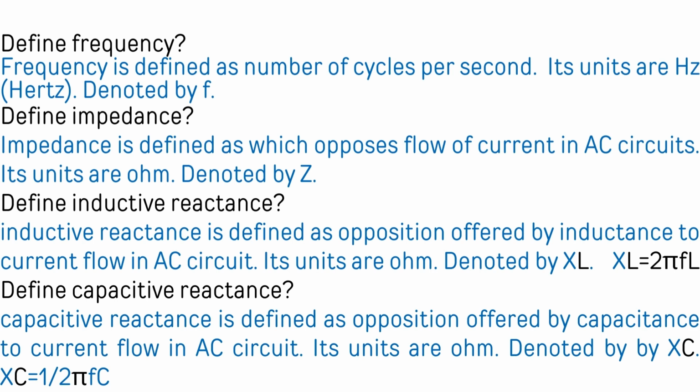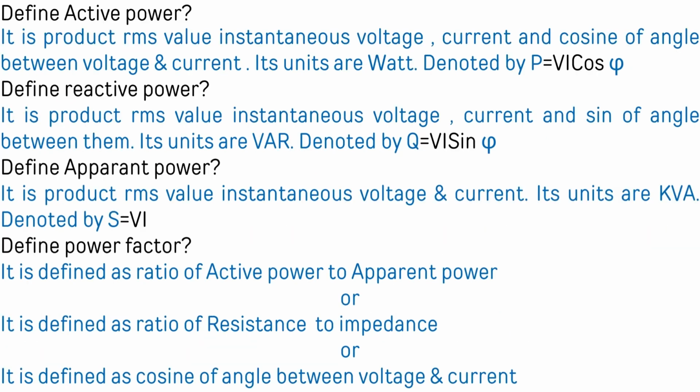Define capacitive reactance. Capacitive reactance is the opposition offered by capacitance to current flow in an AC circuit. Its unit is ohms and it is denoted by XC. XC equals 1 by 2 pi F C. Define active power. It is the product of the RMS values of voltage and current and the cosine of the angle between voltage and current. Its unit is watts, denoted by P equals VI cos phi.